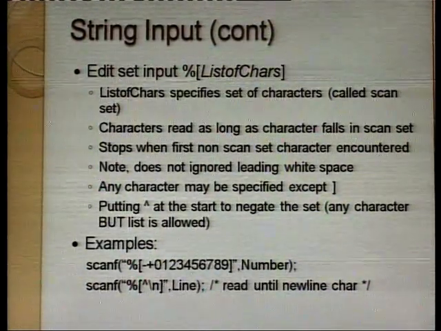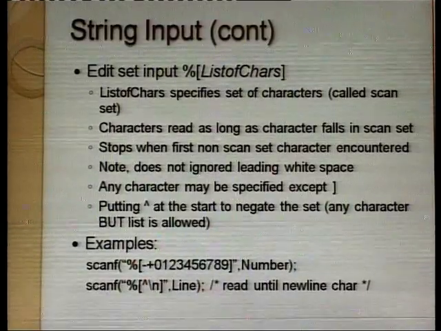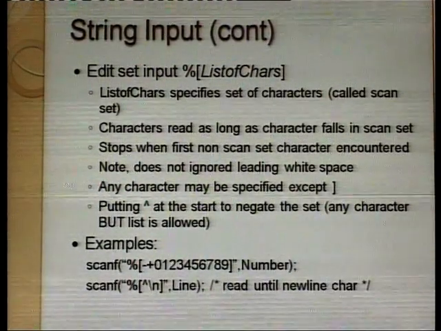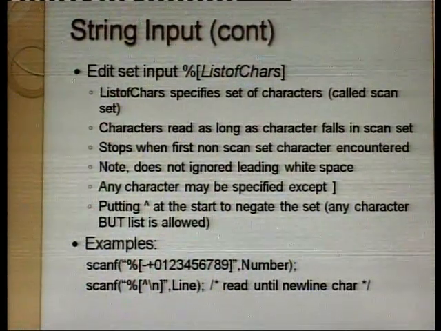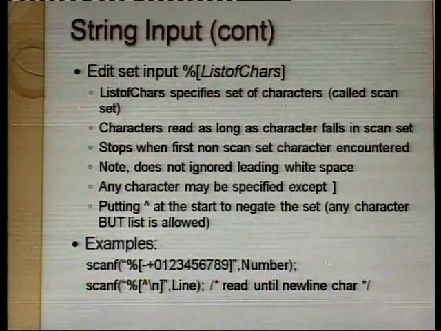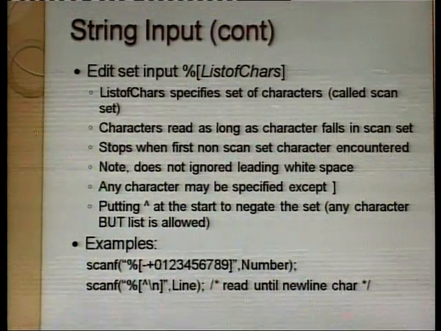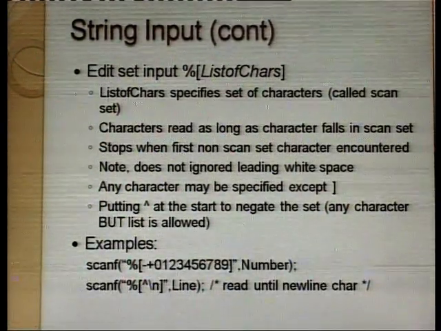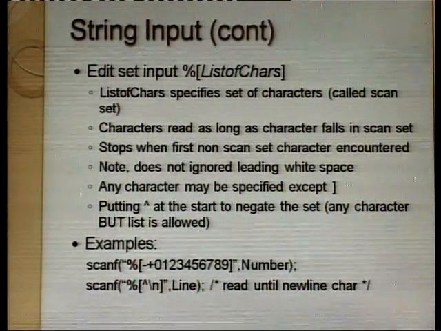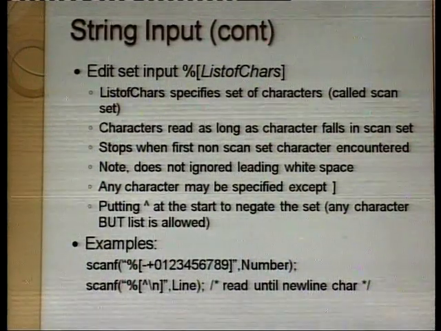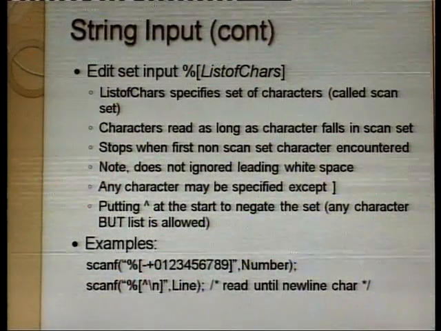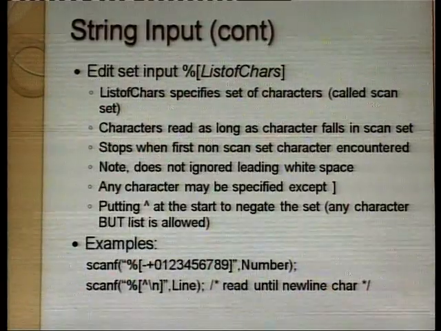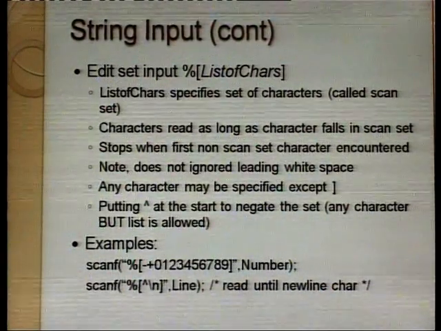Next, the edit set input: %[list of characters]. In this case, in the list of characters, we can define which type of characters we are going to accept. Either we accept numeric characters, or alphabetic characters, or whichever list of characters we define. Then the compiler only accepts that list of characters, ignoring the others.